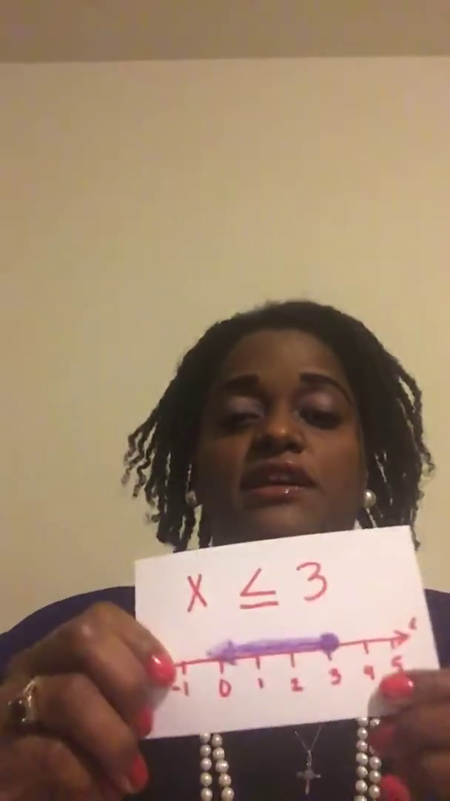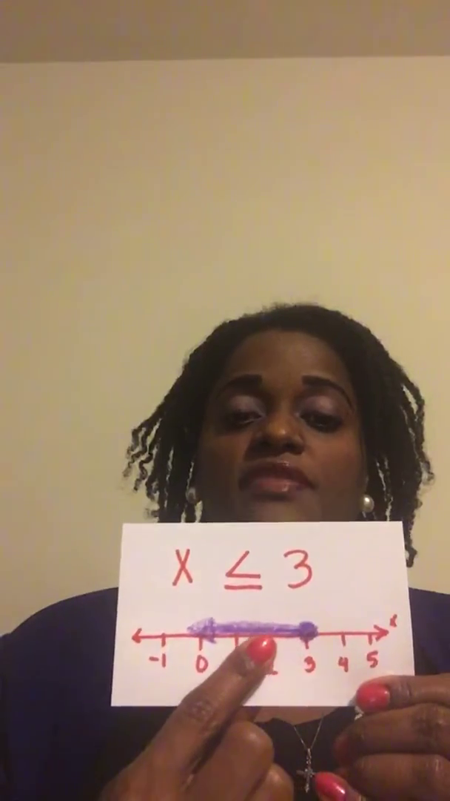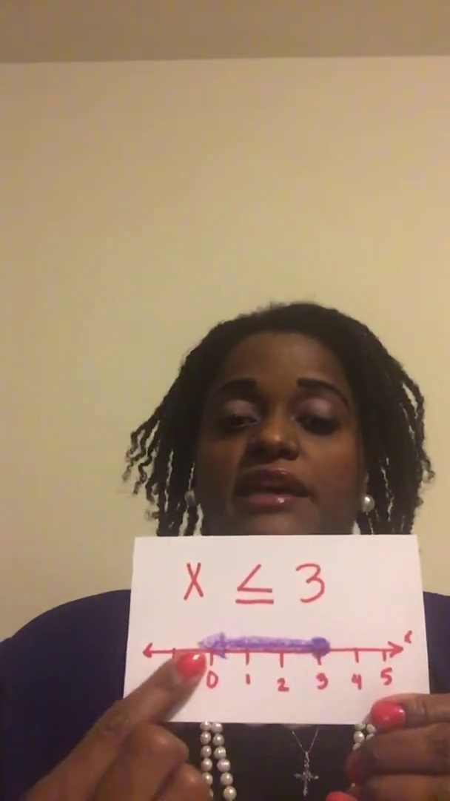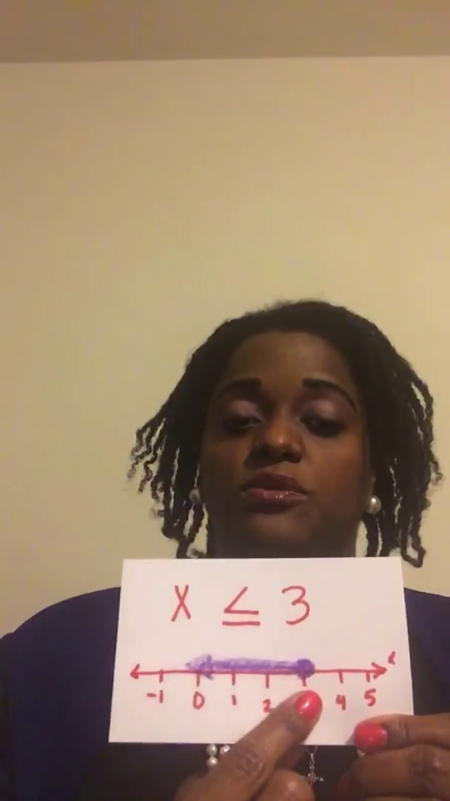So if we have right here, x is less than or equal to 3, we close in the circle and we still draw that line to show that all these numbers are less than 3, but we close the circle on 3 because we have that equal sign. So it could equal 3 or it could be less than 3. And over here, when we have x is greater than or equal to 3, we close in that circle because we have that equal sign, and then we go this direction because all those numbers are greater than 3. All right, I hope that helps.